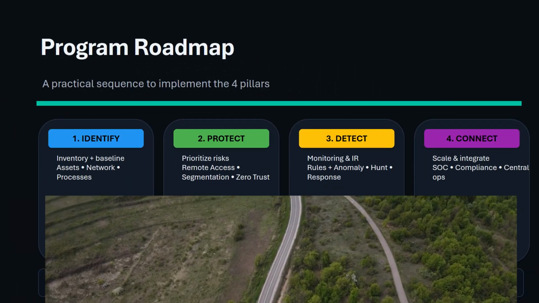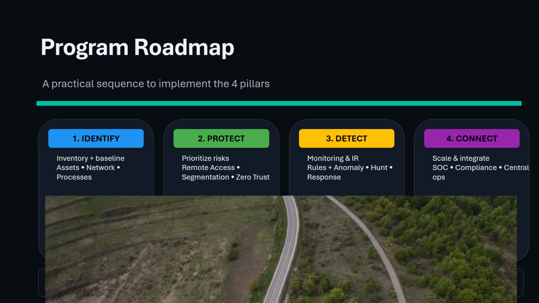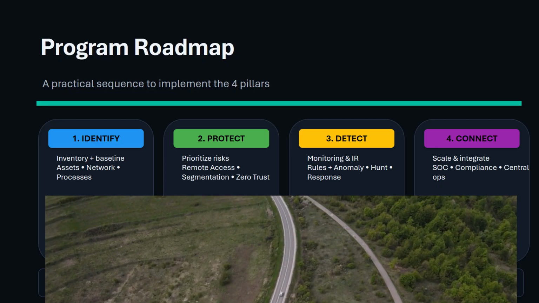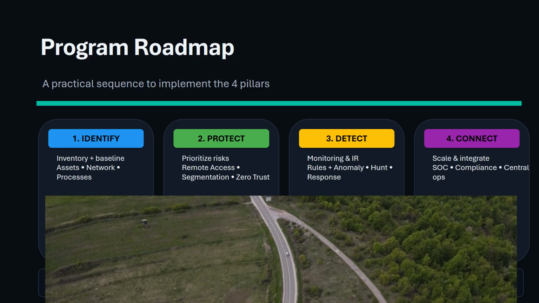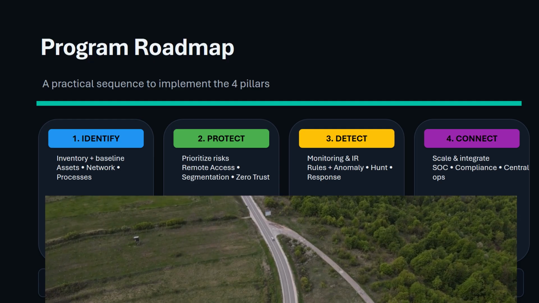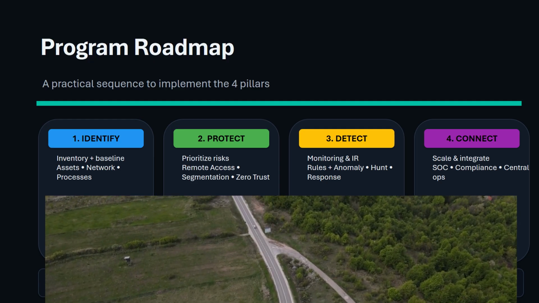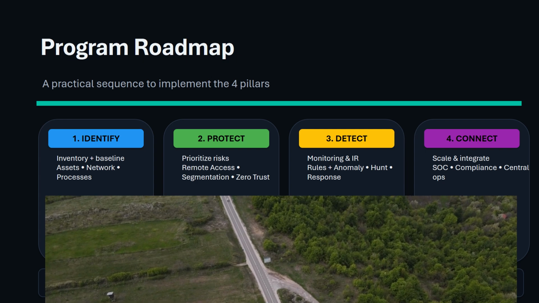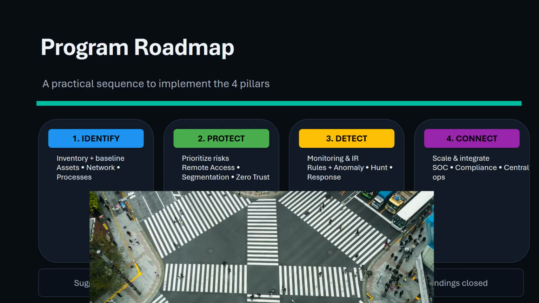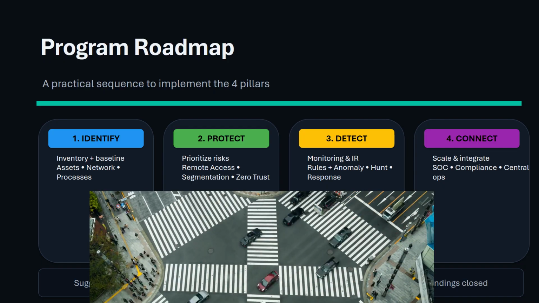Here's a practical roadmap to implement the 4 pillars. Start with identify: inventory and baseline assets, networks and processes. Next, protect. Prioritize risks and implement controls like segmentation and remote access. Then detect. Focus on monitoring, hunting, and response. Finally, connect. Scale and integrate for central operations and compliance.